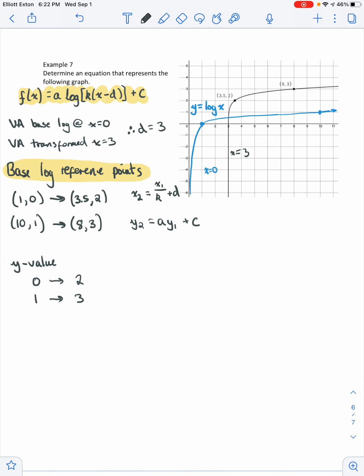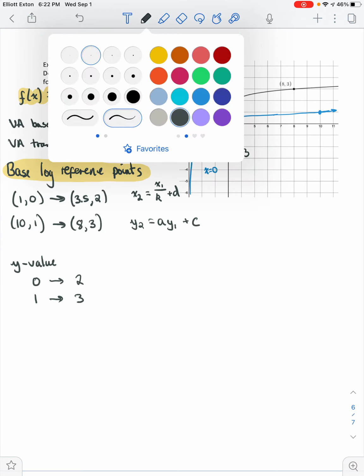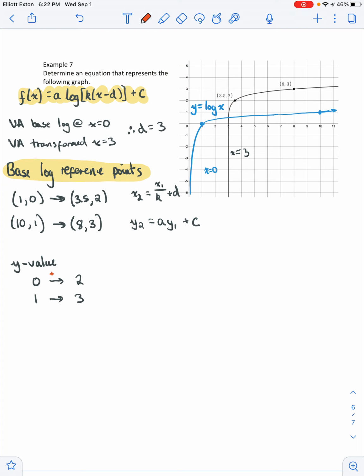Now, we can see here the a value has to be 1. All we're doing in each of these points to go from the untransformed to the transformed is adding 2. There is no multiplying and adding, otherwise our differences between the y values would be different. And you can kind of see that from the graph as well.